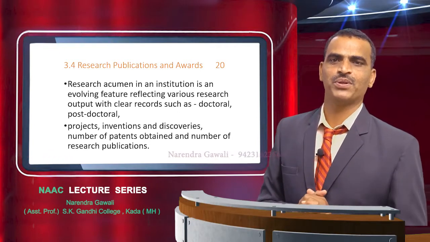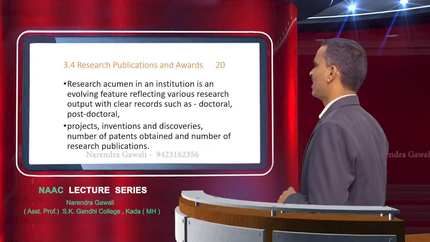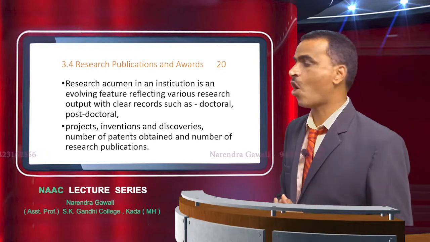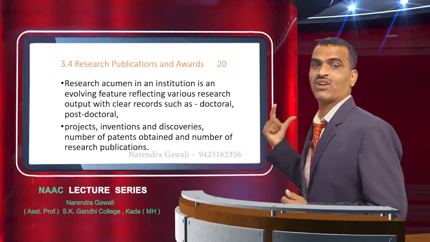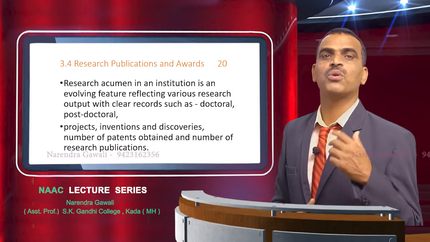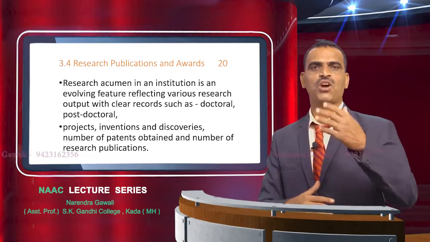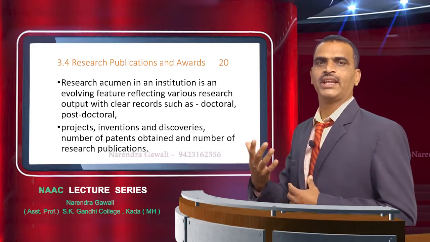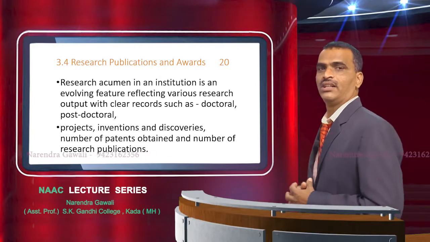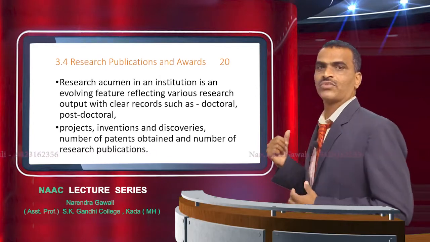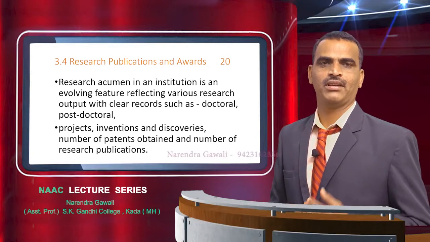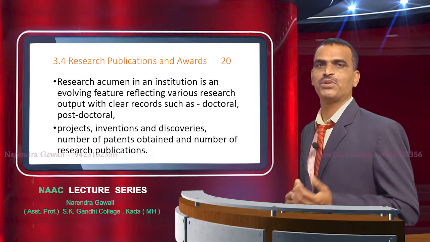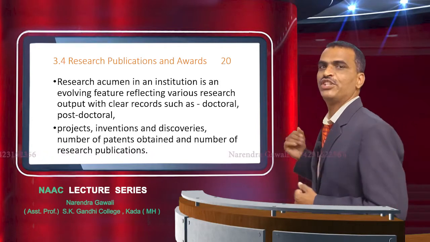It has 20 weightage points. Research publications and awards. Research acumen in an institution is an evolving feature reflecting various research output. What is the output? Clear records such as doctoral or postdoctoral, with research facilities. Then what is the outcome? PhD degrees or postdoctoral degrees or any other degrees. These are the outputs. Projects, that is minor projects or major projects from funding agencies, might be from UGC and other funding or from NGOs.